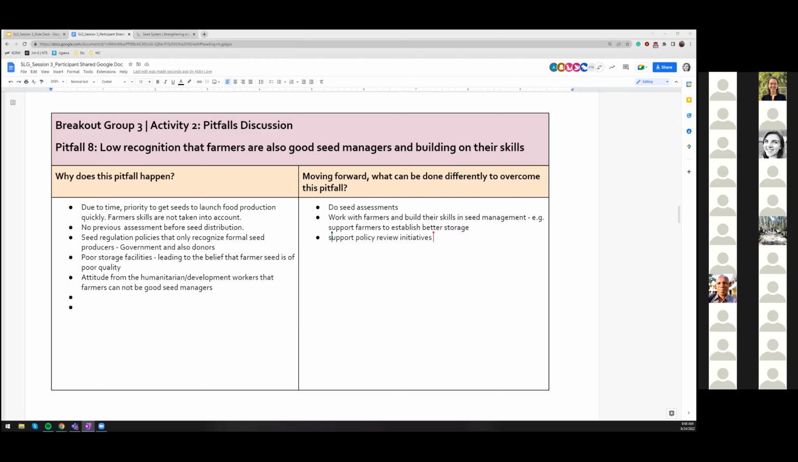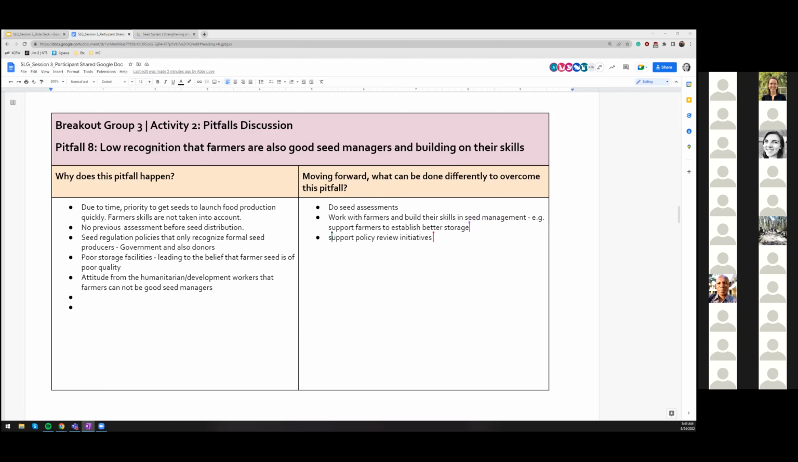Yeah, well, I want to say that we were not able really to go through the entire work that we wanted. I think it took a lot of time for us to discuss many points, but all the same, I want to quickly go through what we came up with. Here we are looking at why there is low recognition that farmers are also good seed managers, and often development partners never build on their skills.